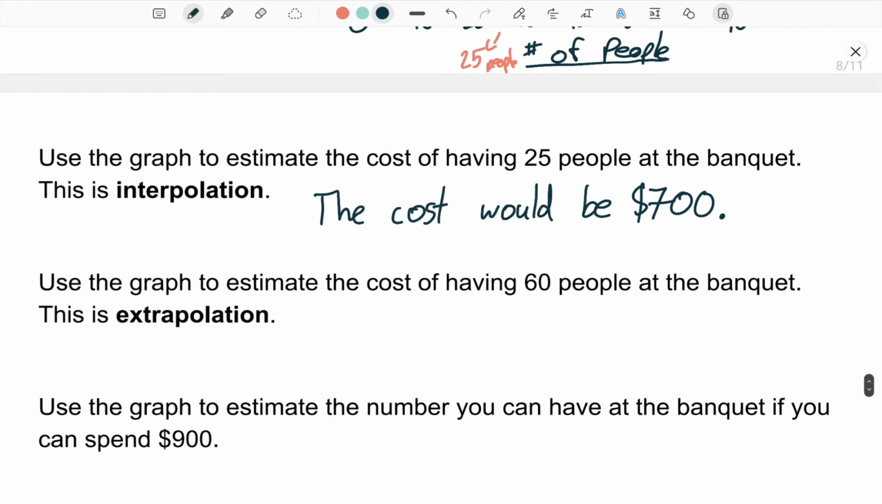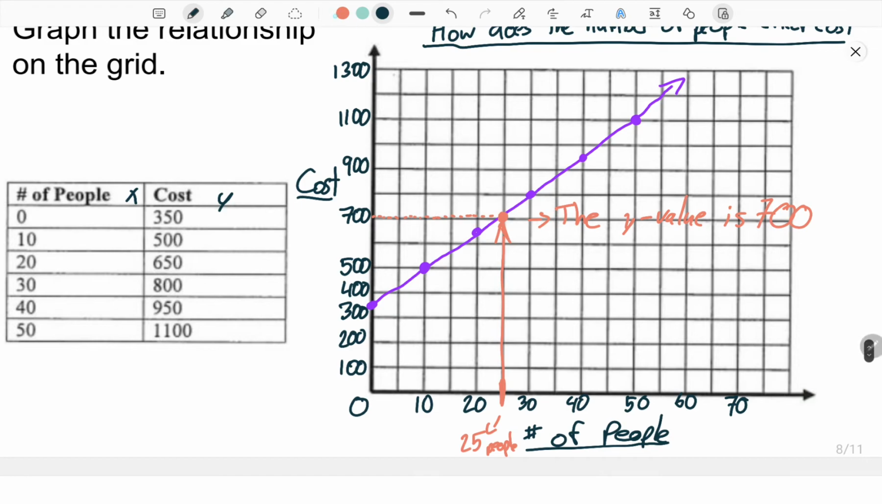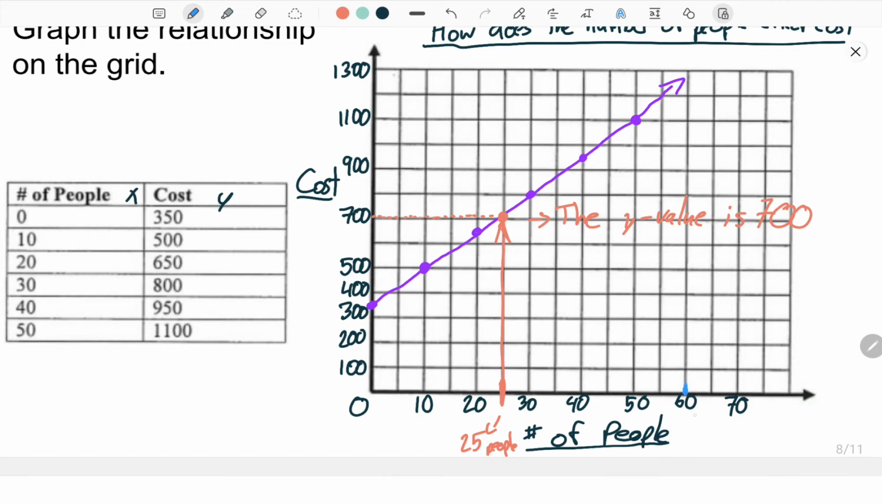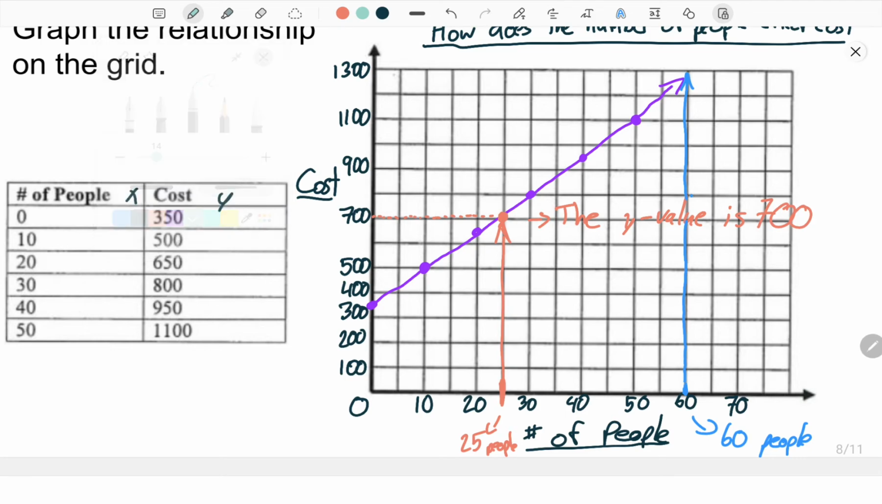All right, what about this next one? So use the graph to estimate the cost of having 60 people at the banquet. Well, this is where things are going to be a little different. So for 60 people, let's do this in blue. So 60 people is right here, so 60 people. And work your way up from here. But what you're going to notice is, our data is all to the left. And that's where we have to use the general trend that we have.